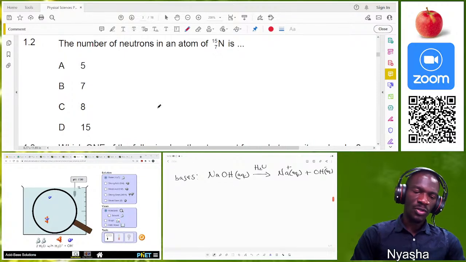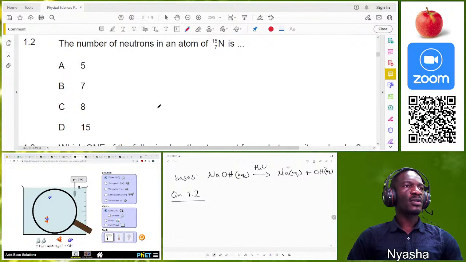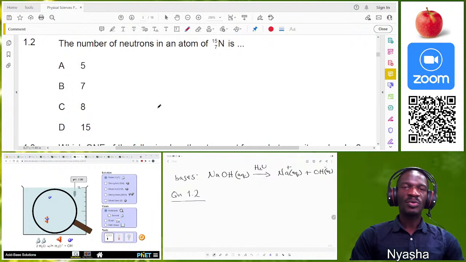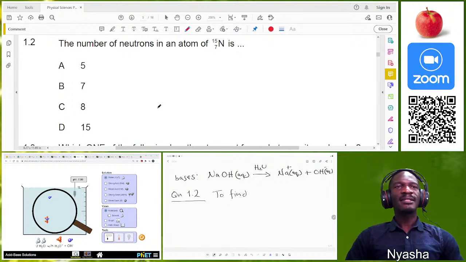Okay, so question 1.2. The number of neutrons in an atom of nitrogen is. So what we want is to find the number of neutrons. Let's make use of some symbol for the number of neutrons, let's just make it N. The basis of our decision for the number of neutrons here will be based on the atomic symbol. That is what we've been given here. It's just an atomic symbol.